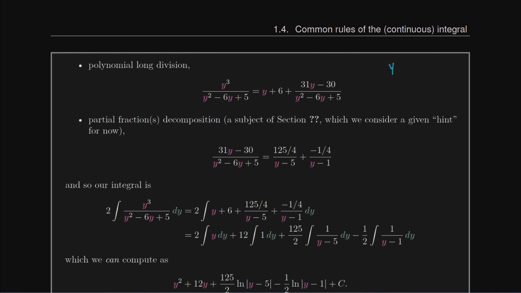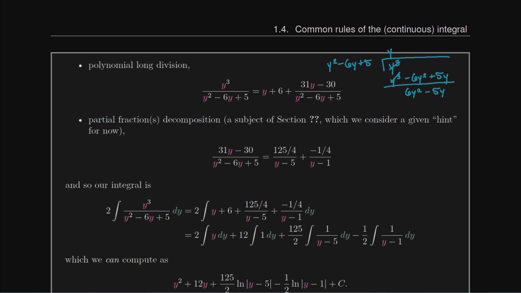I'm going to take y cubed and I'm going to divide it by y squared minus 6y plus 5. How do I get y cubed from y squared? Well, I multiply it by y. That'll give me y cubed minus 6y squared plus 5y. I'm going to cancel the y cubes. I'll end up with 6y squared minus 5y.